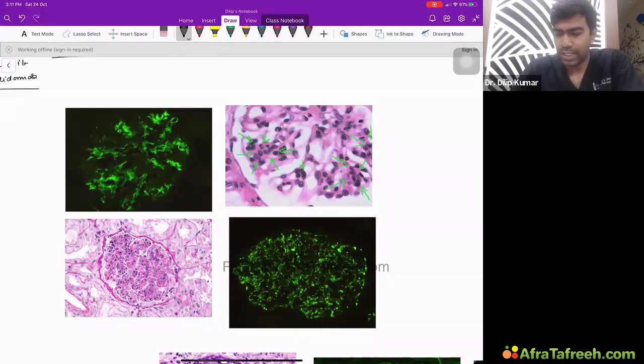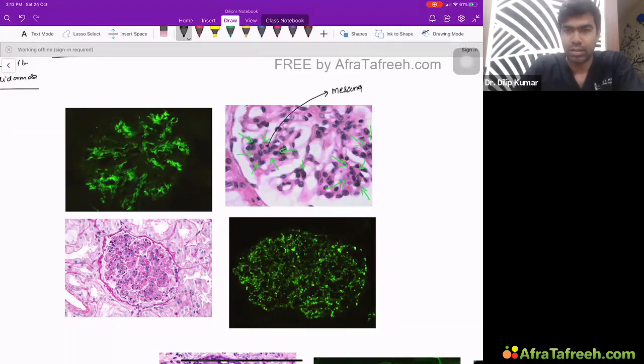So first of all, what do you see in this light microscope? This is basically a light microscopic image. What do you see really? What are the arrows showing here? Yes, of course, there are more cells. And if there are more cells, what do you really mean there? In which area are you seeing more cells? This is basically a characteristic mesangial hypercellularity. Yeah, there is a mesangial hypercellularity. So that's what you're seeing here.